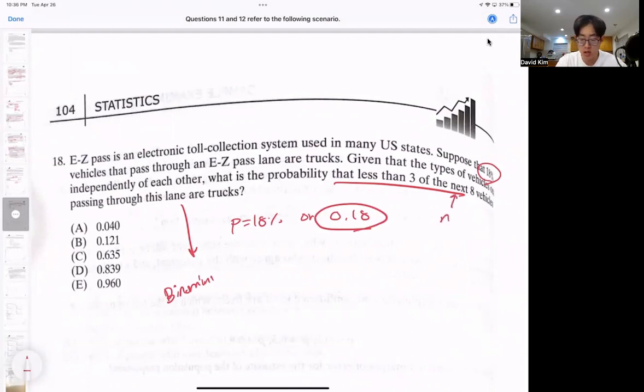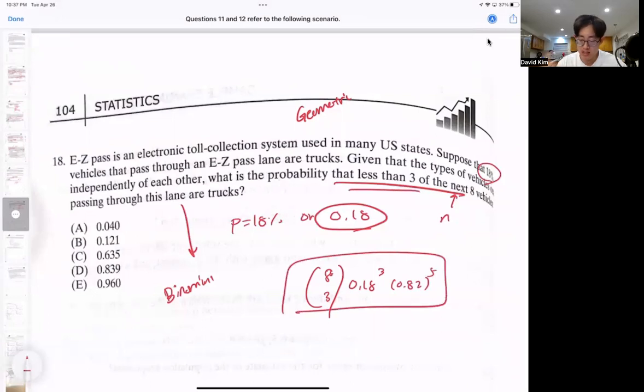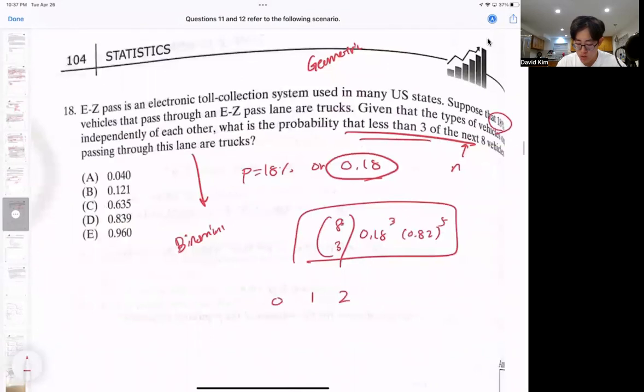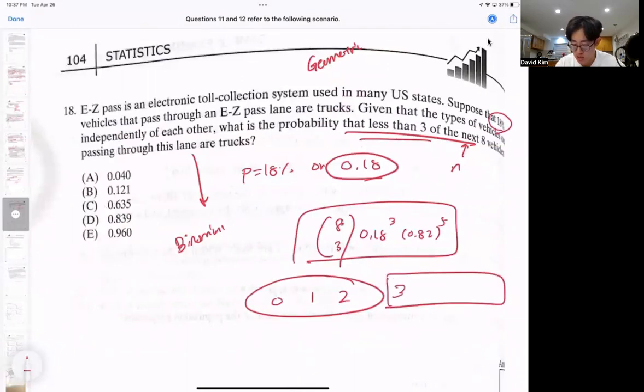If there's no fixed trials, we call it a geometric, where you keep on doing until you have one successful try. So 3 out of 8, 8C3, and I believe it's probability of success to the power of 3 times probability of failure to the power of, I think, 5. But not only that, if it says less than 3, you actually have to consider 2, 1, or 0 being your total possible outcomes. Less than 3 means 3 is actually not part of the probability that you're looking for.